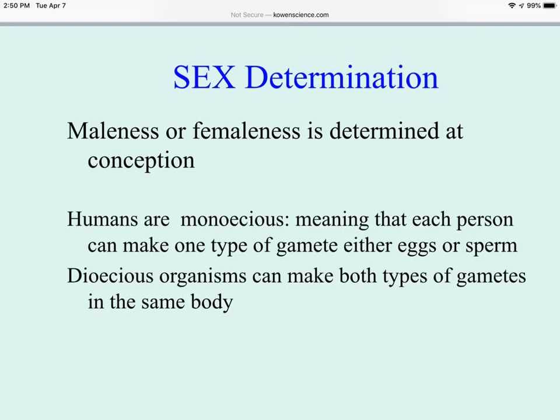This unit will cover sex determination, sex linkage, and sex-limited problems. Now, whether one is a male or a female is determined at conception. Humans are monoecious, meaning that they are either male or female, and that they carry one type of gamete. Females carry the egg, males carry the sperm. Other organisms can be dioecious, meaning they carry both types of gametes in the same body. For example, earthworms.